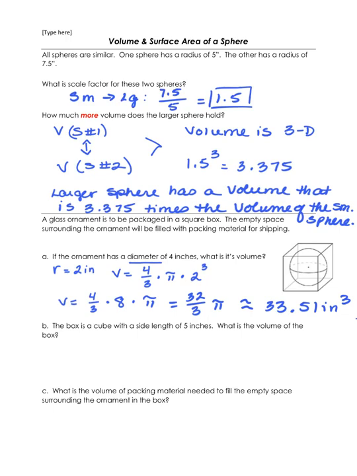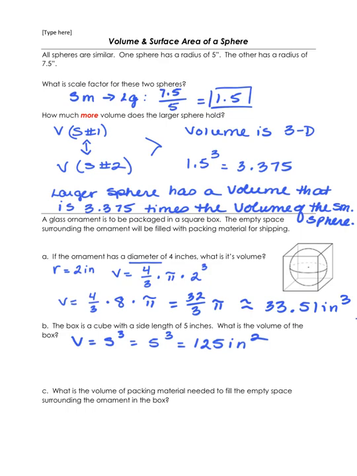Now that we know the volume of our ornament, we need to take a look at the volume of the box that the ornament is going in. And so the box is a cube with a side length of 5 inches, and we're trying to figure out what the volume of the box is. Remember that to find the volume of a cube, it's just the side length cubed because all the sides are the same length. So 5 cubed gives us a volume of 125 cubic inches.